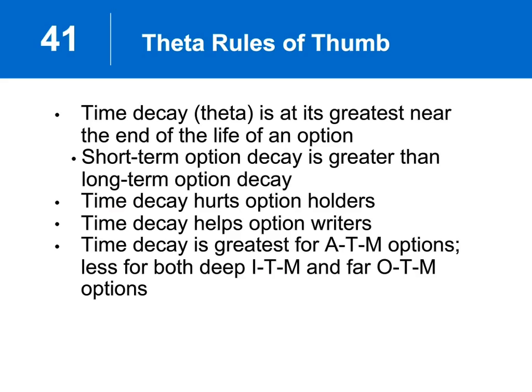And then this last bullet's important, and just think about it in a broad contextual sense. Time decay is greatest for at-the-money options, less for in-the-money and out-of-the-monies. Well, why would that be? Why would time decay be greatest for at-the-money options?